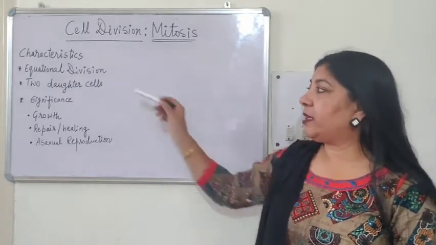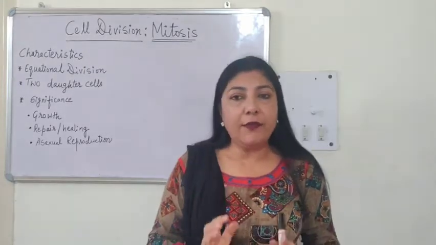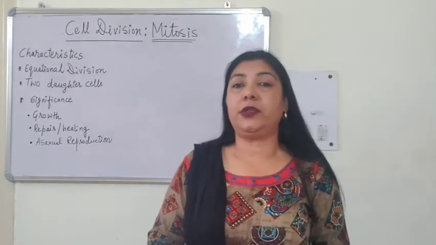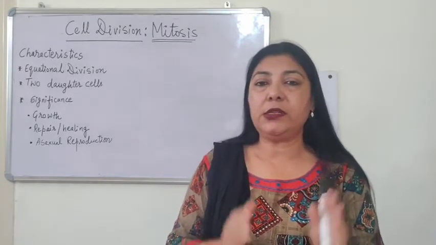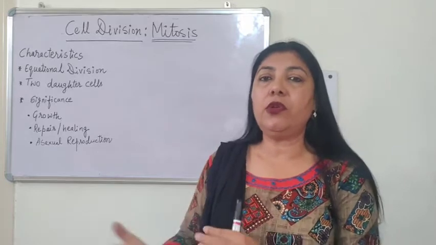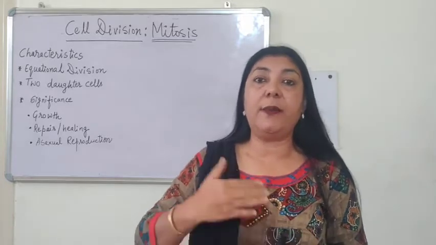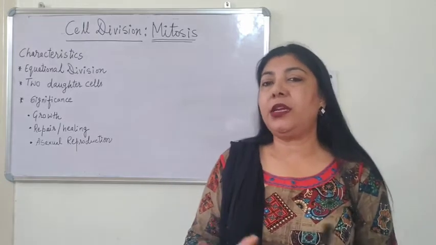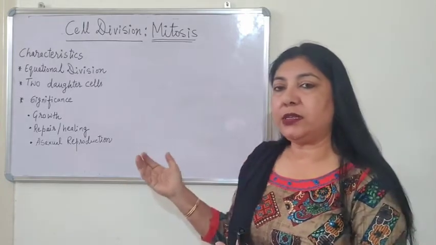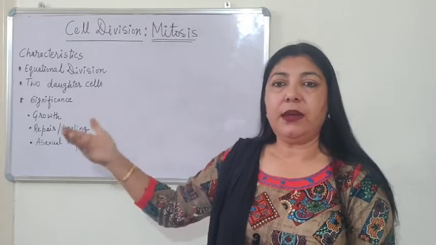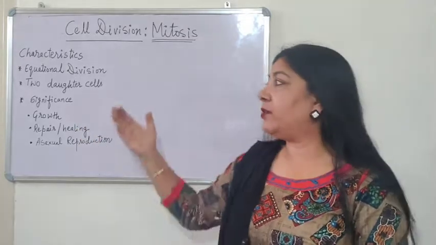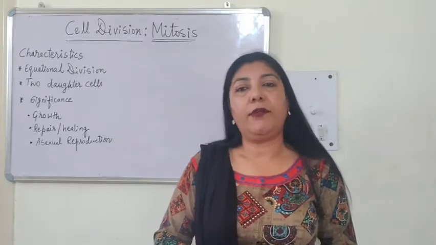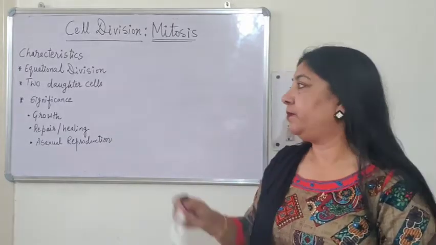Now the next characteristic is, after every mitosis, two daughter cells are produced. One mitosis will give rise to two daughter cells. That is called doubling of the cell. So in bacteria, it is generally mitosis that helps in replication. So that's why we say doubling. Two daughter cells are produced after each mitosis.